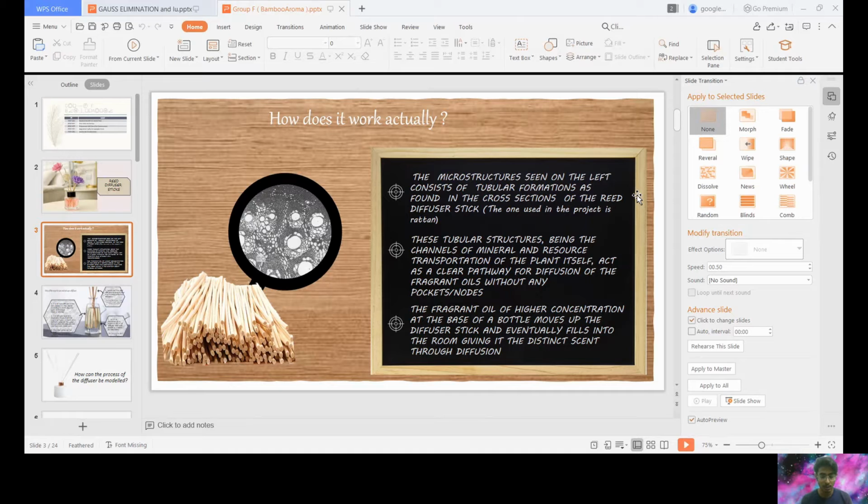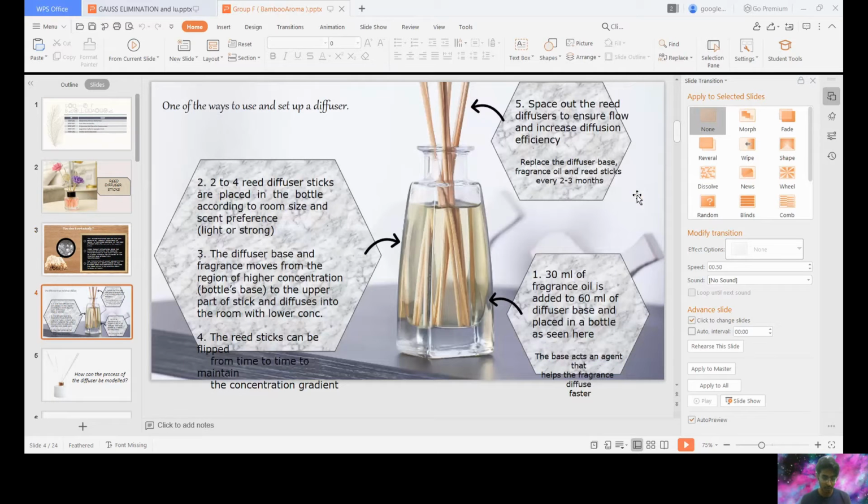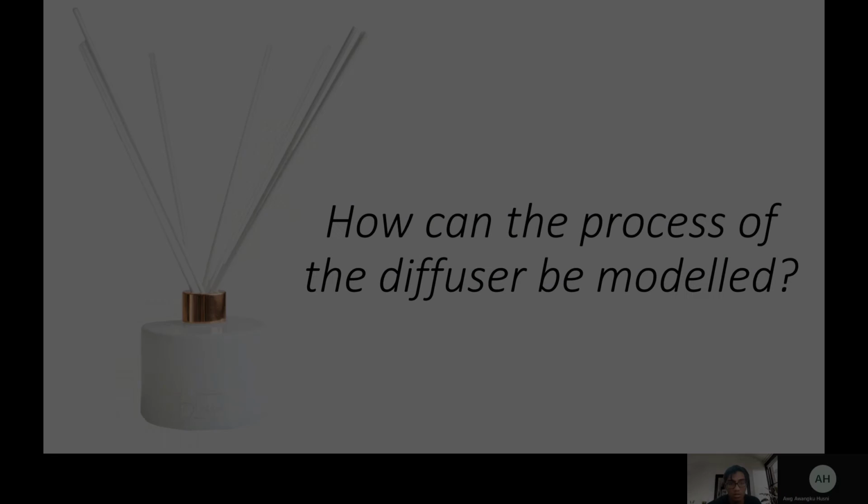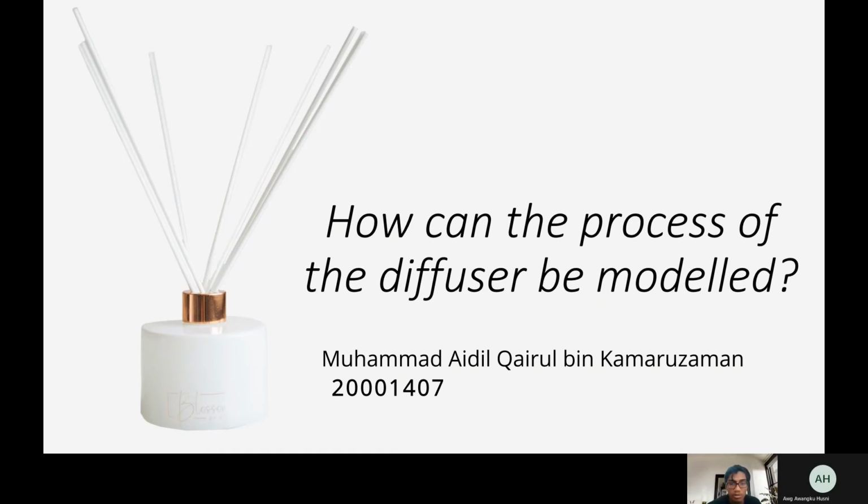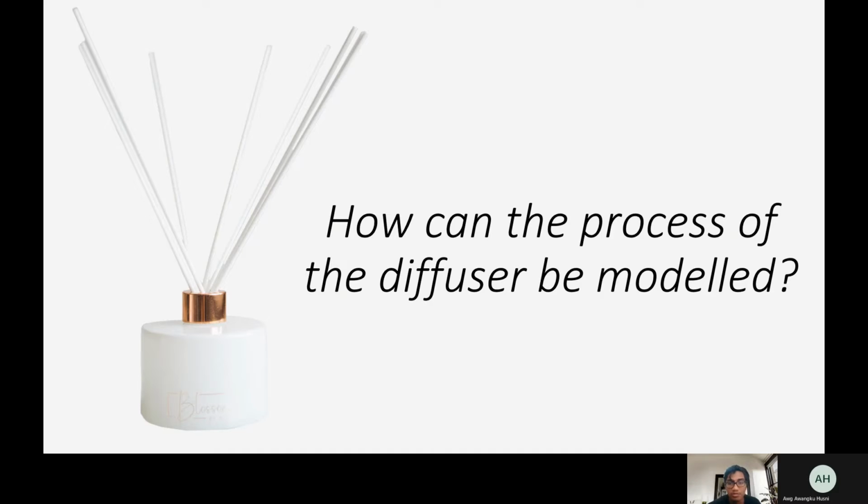And why does it diffuse? It's very simple, because it is moving from a region of higher saturation to a region of lower saturation, being the room, and spreading it out. So you can just set it up very simply as sticks for more fragrance in the room, and this is just one of the ways to set it up. Okay, thank you. Alright, next we will see how the process of a diffuser can be modeled.